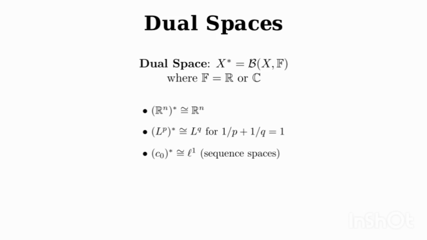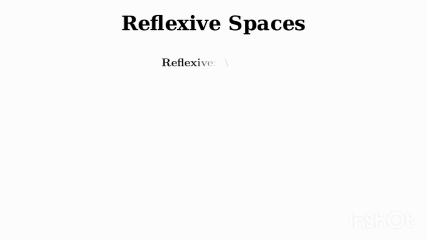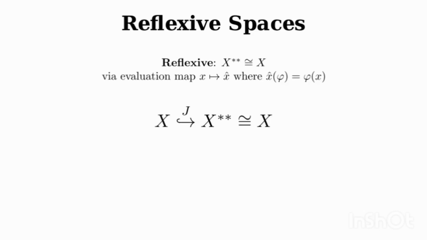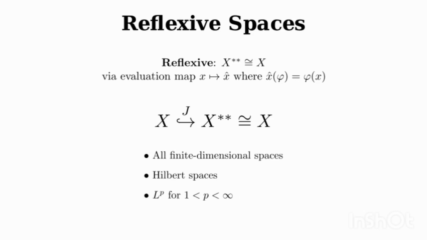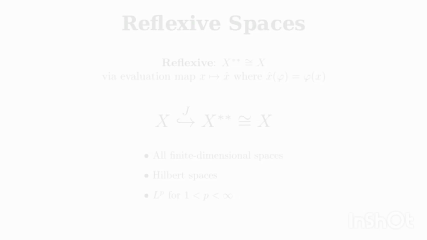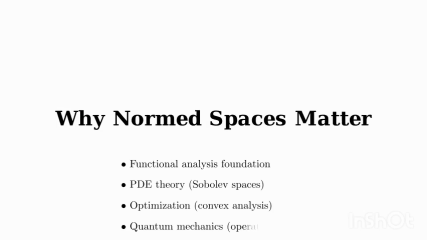Now we have dual spaces. In functional analysis, the dual space of a normed space captures all the ways you can measure or probe that space using continuous linear functions. Dual spaces are powerful because they reveal hidden geometric and analytic structures. Even in finite dimensional spaces, the dual space has the same dimension as the original space, and every linear function can be expressed as a dot product.